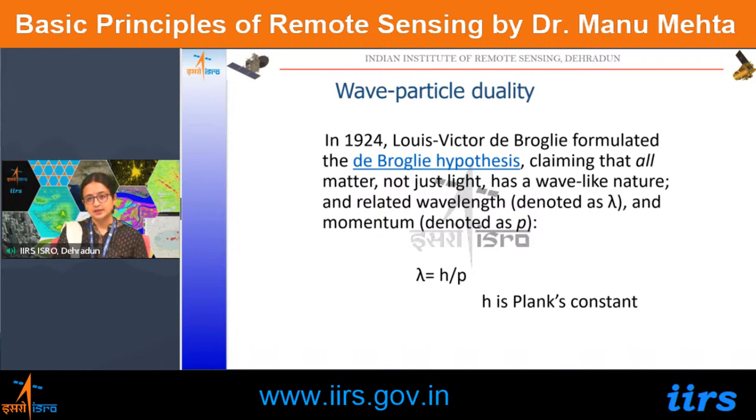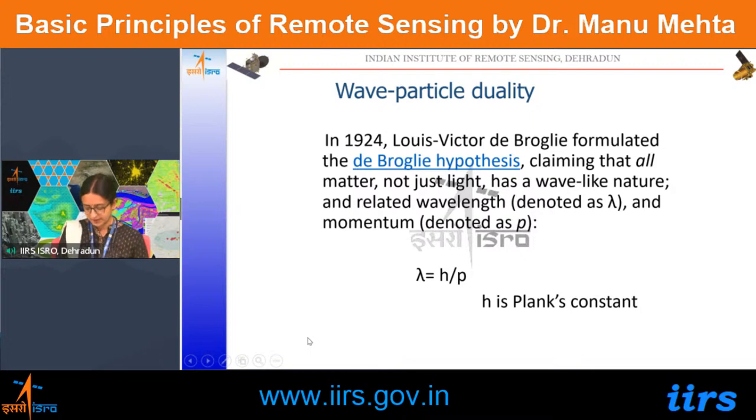But we know that light does not have any mass, so m is equal to 0. A photon's mass is 0. So in that manner, the momentum should also be 0, but it is not so. We can calculate the momentum of a photon based on its wavelength. This is the de Broglie hypothesis, which claims that all matter, not just light waves, all kinds of matter, has a wave-like nature and a related wavelength and momentum.